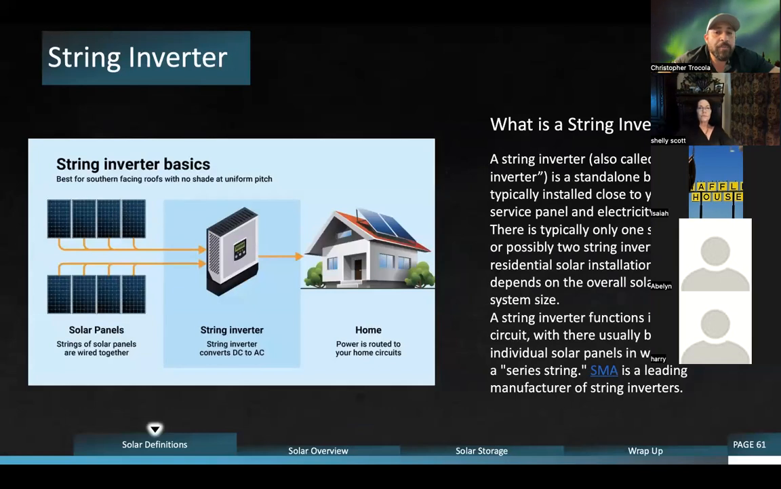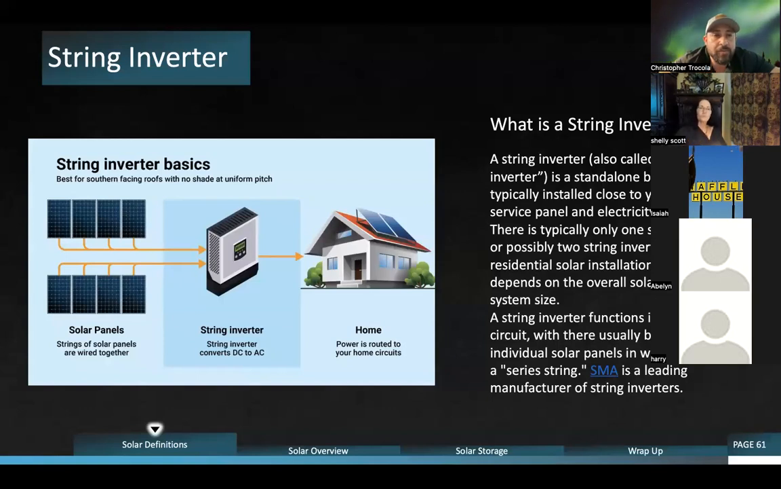What is a string inverter? A string inverter is also called a central inverter. It is a standalone box that is typically installed close to your main service panel and electricity meter. There's typically one string inverter or possibly two on each residential solar installation. It really depends on the overall solar power system size. A string inverter functions in series of circuits, typically 6 to 12 individual solar panels that work in a series string.